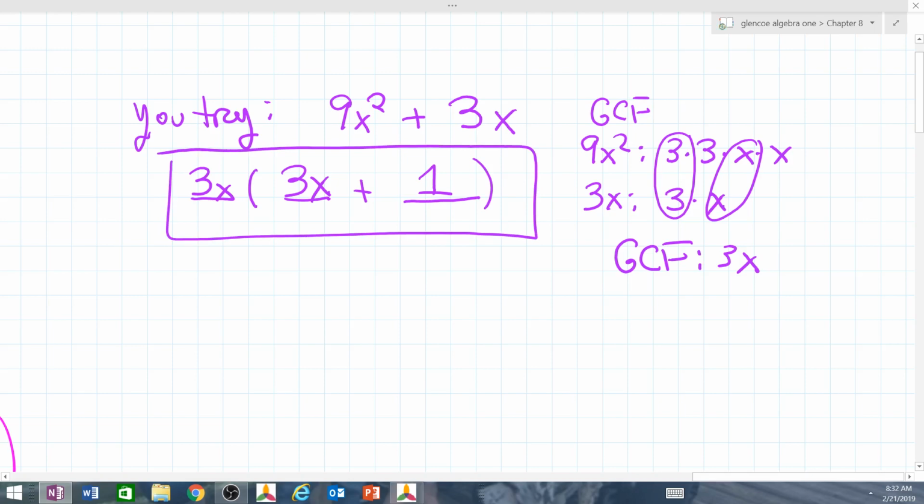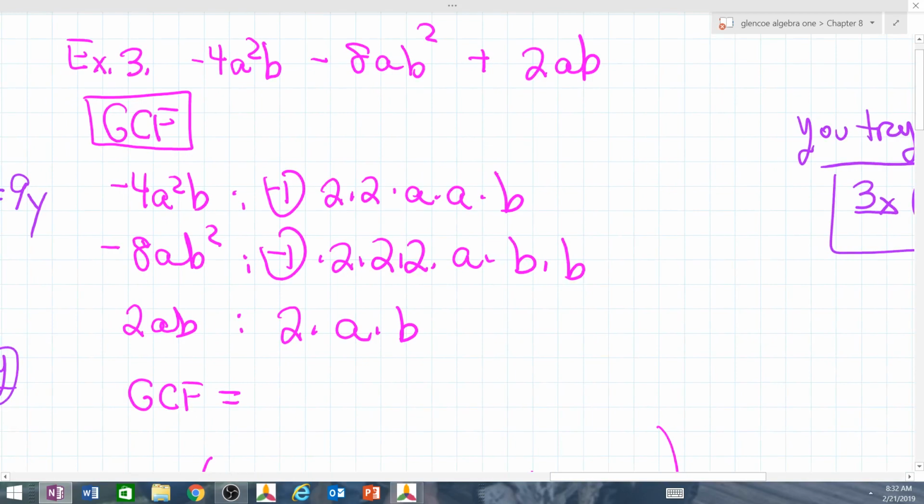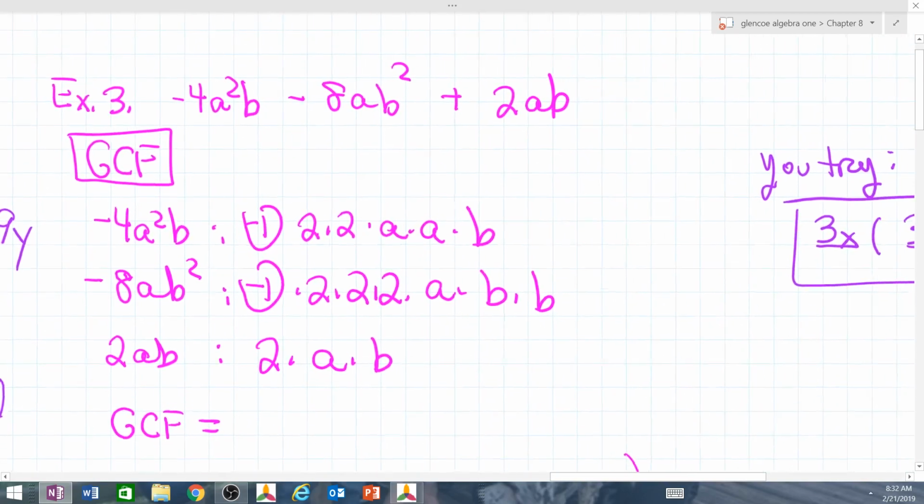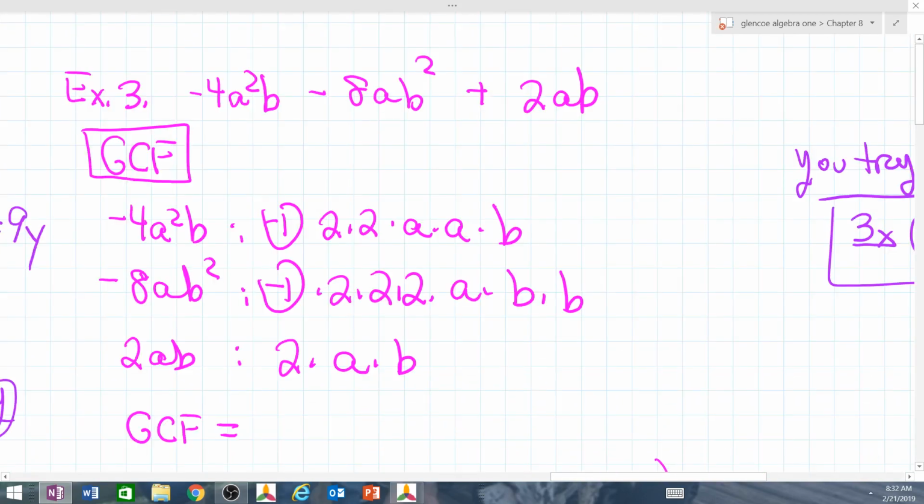Okay? Let's try one that's a little bit more challenging. So let's look at one that has 3 terms. Negative 4a squared b minus 8ab squared plus 2ab.